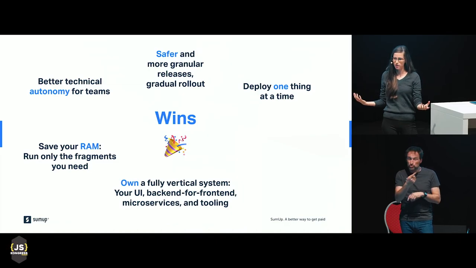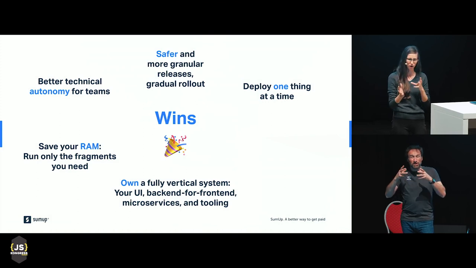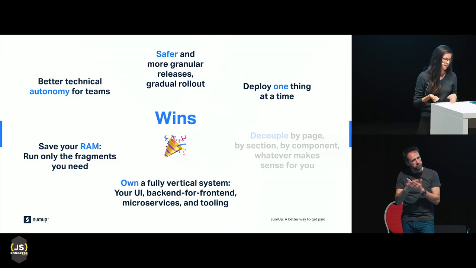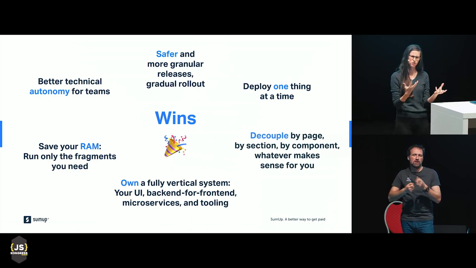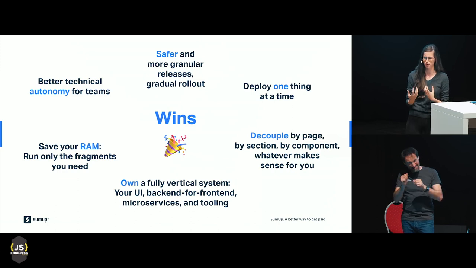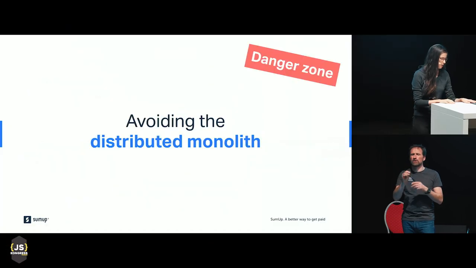You also don't necessarily need to run the whole app. Right? So we all know things like Webpack, things like Jest, they get slower the bigger your app gets. So what this allows you to do is break out part of that and operate on a smaller piece. And finally, you don't have to take your whole app and do this. You can take just the parts that are interesting or relevant for you, the places you might want more safety or more autonomy. You can take a page, a section, an individual component, whatever level of granularity is appropriate for your scenario.